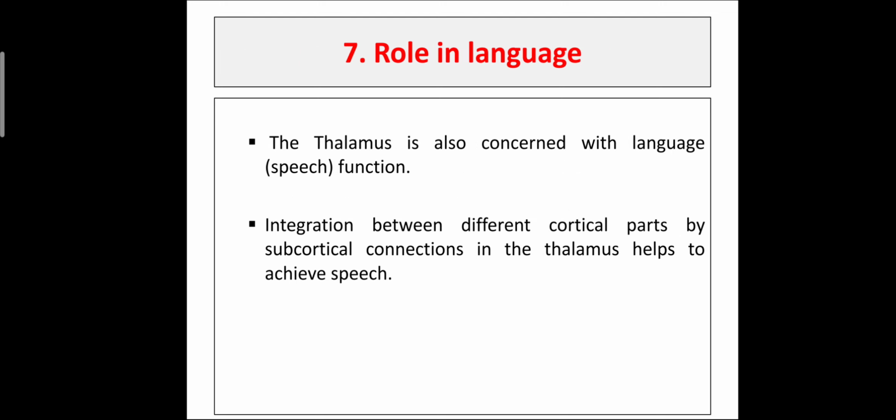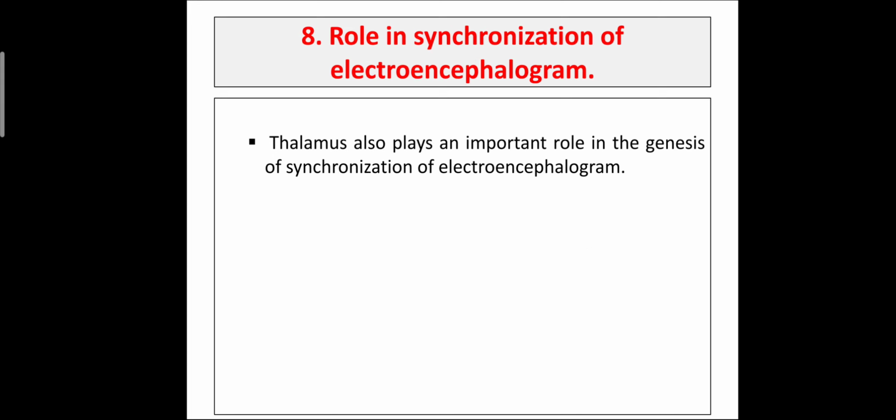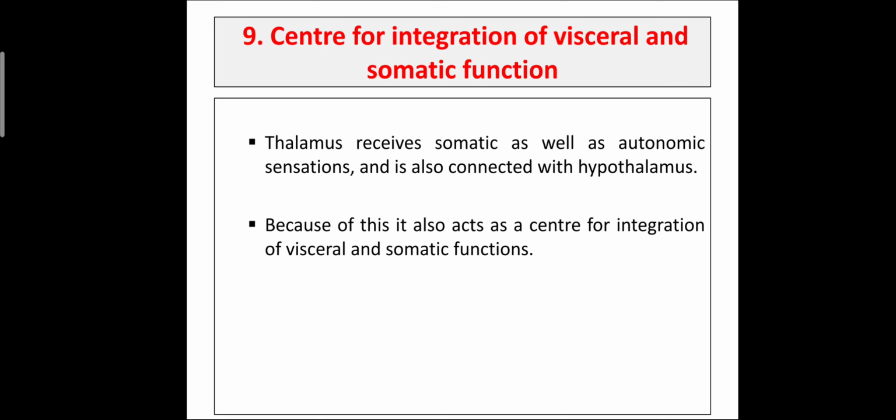Role in language. The thalamus is also concerned with the language function. Integration between the different cortical parts, along with subcortical connection in the thalamus, helps to achieve speech. Role in the synchronization of the EEG. Thalamus also plays an important role in the genesis of synchronization of the EEG.